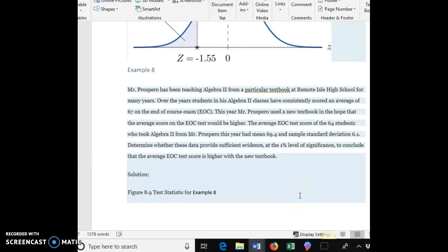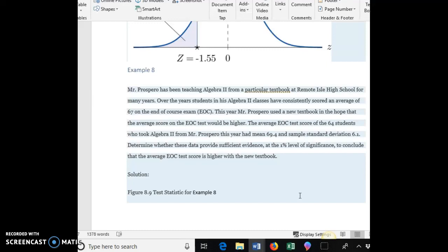Let's look at example 8. Mr. Prospero has been teaching Algebra 2 from a particular textbook at Remote Isle High School for many years. Over the years, students in his Algebra 2 classes have consistently scored an average of 67 on the end of course exam, which they're calling EOC.